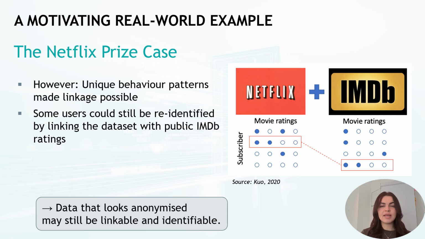Because just a short time later, researchers showed that some Netflix users could be re-identified by linking parts of the dataset with publicly available IMDb ratings. The key point is that the names were not needed at all. What made re-identification possible were distinctive behavior patterns and the availability of outside information. This is why the case became so influential. It showed that data can look anonymized and still remain linkable. That lesson applies far beyond movie ratings.